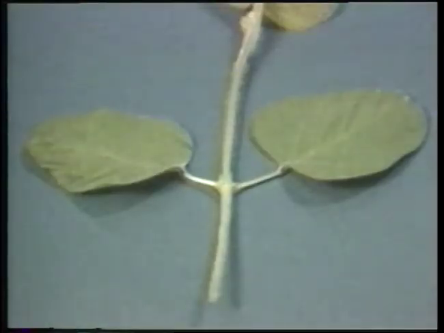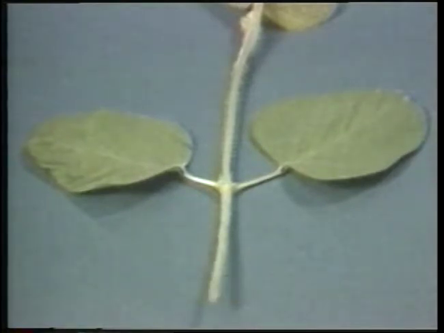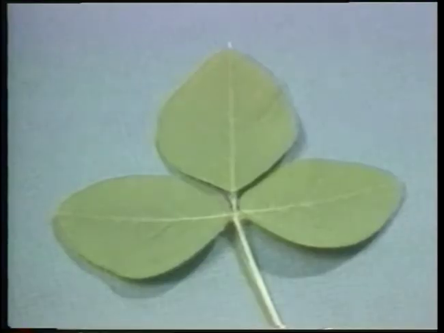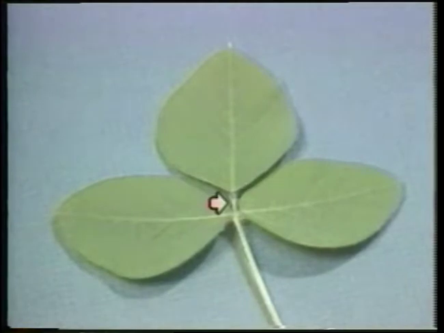Legume leaves may be unifoliolate, having one leaflet or blade per leaf. The unifoliolate leaflet is usually attached to the stem or branch by a petiole. Legume leaves may also be trifoliolate, having 3 leaflets. Here, a petiolule fastens the leaflet to the petiole. The petiole then attaches to the stem or branch.